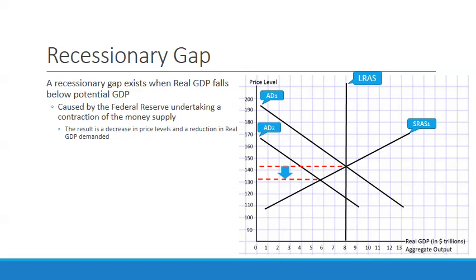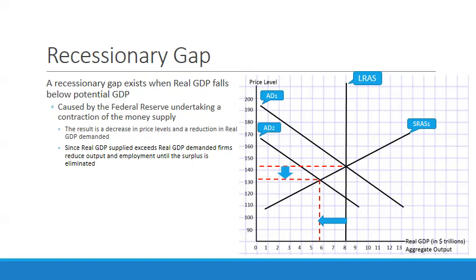So you can see our situation here. We have a falling price level. At the same time, we see this decrease in our aggregate output, which went from 8 to about 5.8. Since real GDP supplied exceeds real GDP demanded, firms reduce output and employment until the surplus is eliminated. So once again, we see a surplus of product. When price levels fall, we see this surplus of the good.